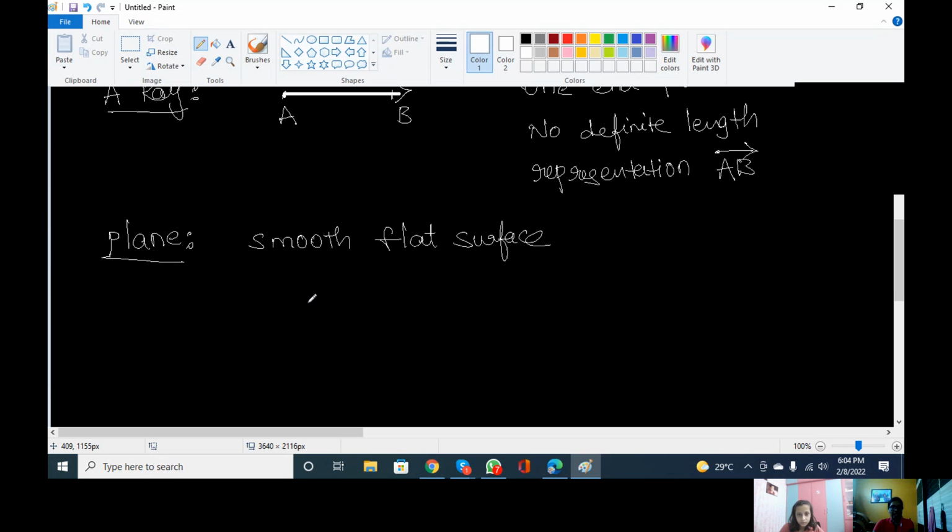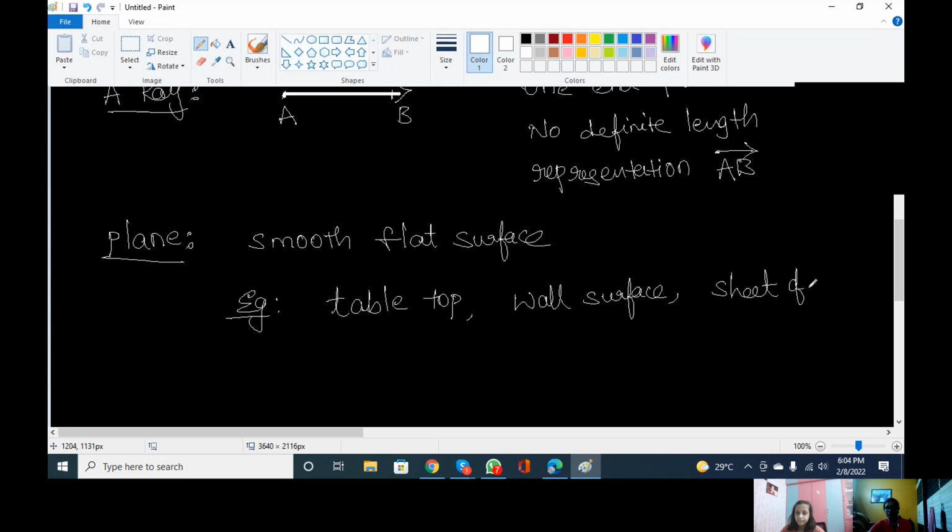Like now, I kept my laptop on a table. My tabletop is a plane, and our wall surface is a plane, and also the sheet of paper in your book is a plane. So a plane is nothing but a smooth and flat surface. Examples for a plane are tabletop, wall surface, sheet of paper, etc.